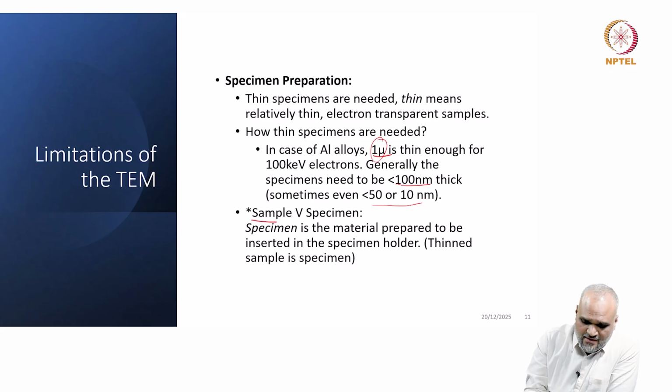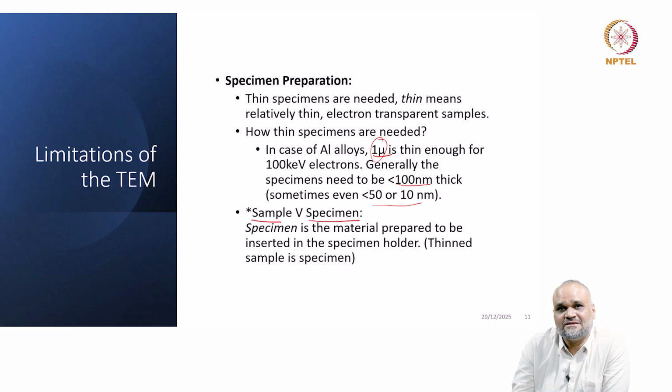I've said something called the sample and a specimen. So when I'm doing some analysis on a sample of, let us say, aluminum, I have to prepare it, section it, cut it, thin it down such that it is electron transparent. And commonly, this material, after thinning down and preparing it to be ready for TEM analysis, you call a specimen.